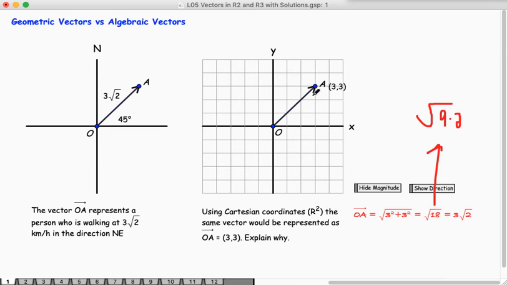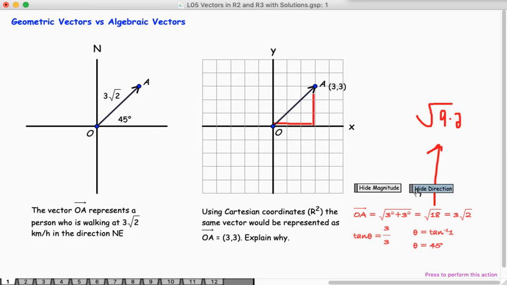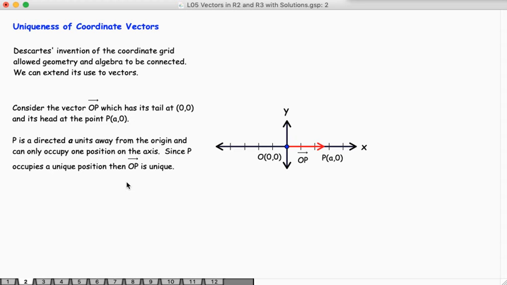Then what I need to do is show that they have the same direction. So what I need to do is calculate this angle. And to find that angle, I'm going to use, again, opposite over adjacent. That's 3 over 3. And then I'm going to need to do the inverse tan of that. So let's see where that takes us. The inverse tan of 1 is 45. So I've now shown that this angle is 45, and I've shown they have the same magnitude. So this is representing a vector in geometric form, and this is algebraic form. So let's move forward to the next slide.